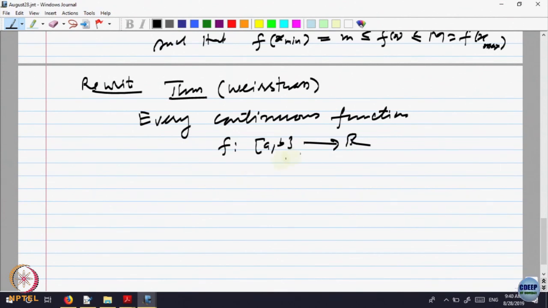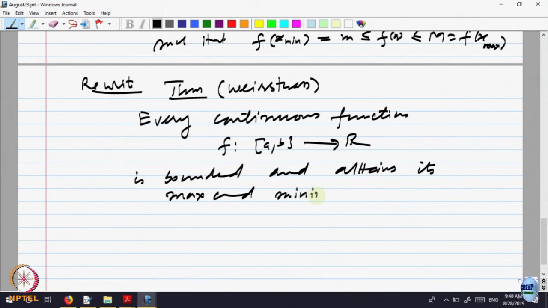is bounded and attains its maximum and minimum. Right? There are points where the maximum value of the function is attained. The range is bounded, so by the least upper bound property, it must have a greatest lower bound and a least upper bound. And this theorem says that not only do they exist by the completeness property, they are actually attained at some points in the domain.